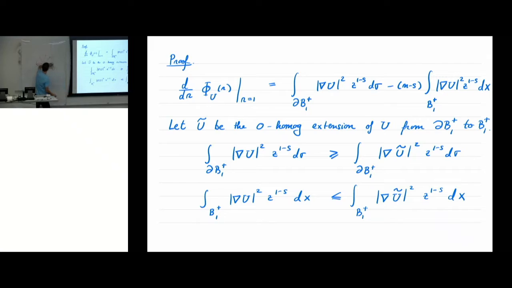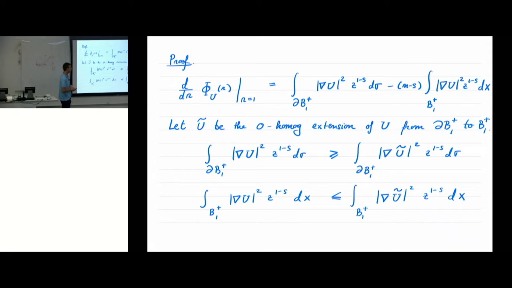Why? Because tangentially they have the same values, but normally u tilde is constant. So actually I have no normal derivative. The normal derivative is 0, while u has some derivative there. So this is again a clear inequality, which tells me that if instead of u here I plug u tilde, right, I'm going to get something less, because this gets smaller while this gets bigger.